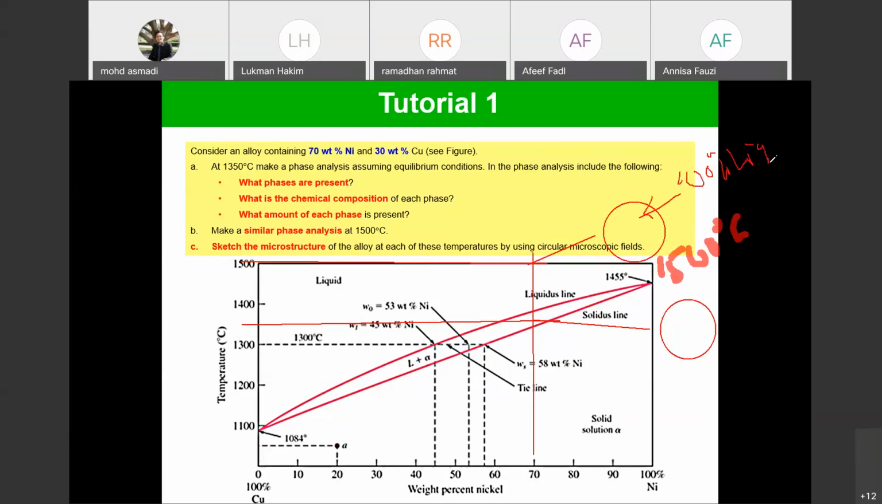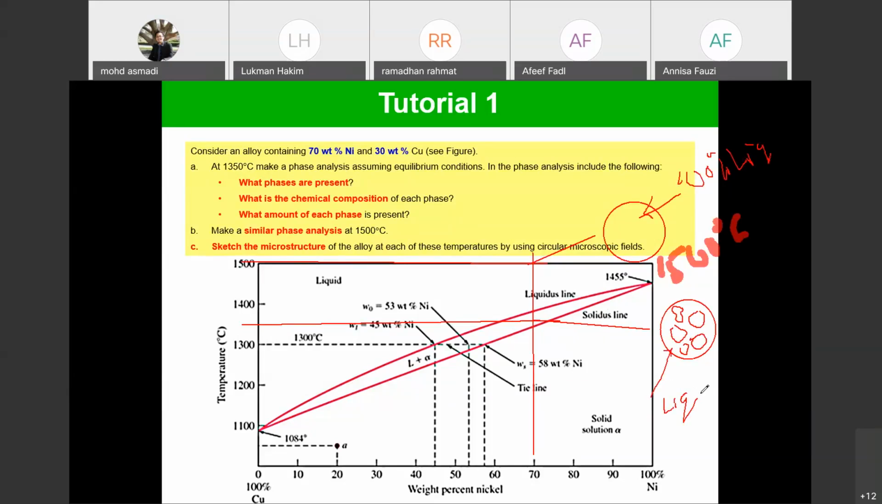Okay. So for the two-phase system, liquid as well as alpha solid, what you have to draw is something like this. There is some alpha solid, right? And this arrow is for the liquid phase, L.